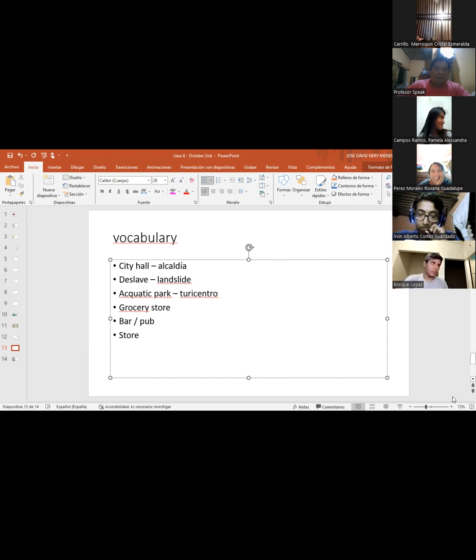Another one? Remodelación. How do you say remodelación? Like, in what context? Remodelación de un centro turístico o de un parque. Renewal. Yes, renewal.